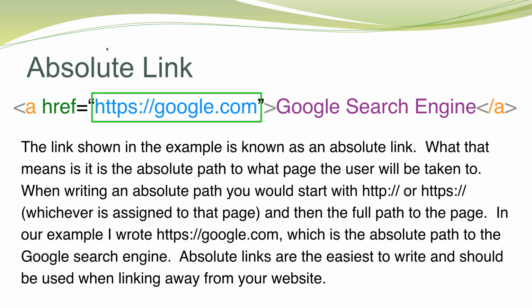The link shown in the example is known as an absolute link. What that means is it is the absolute path to what page the user will be taken to when they click on the link. When writing an absolute path, you would start with http:// or https://, whichever is assigned to that page, and then the full path to the page. In our example, I wrote https:// which is the absolute path to the Google search engine. Absolute links are the easiest to write and should be used when linking away from your website.